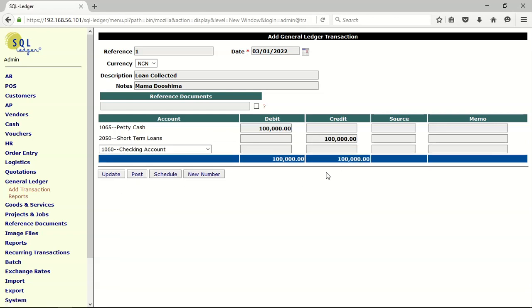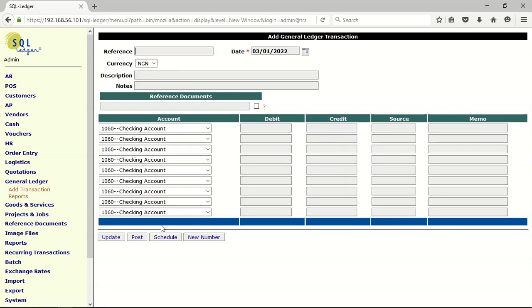Now if we update here, you see the source of this money: let's put that it is cash. She collected cash. She collected it from the bank. There is no interest charged, so everything is okay.